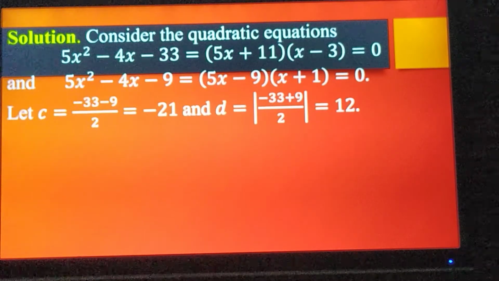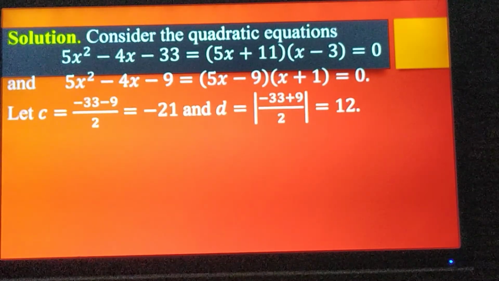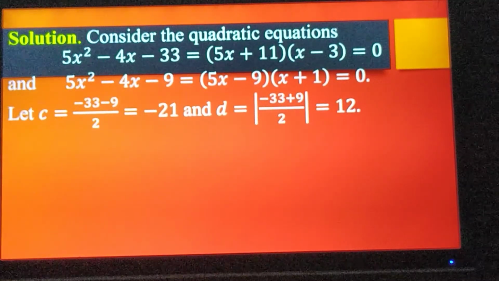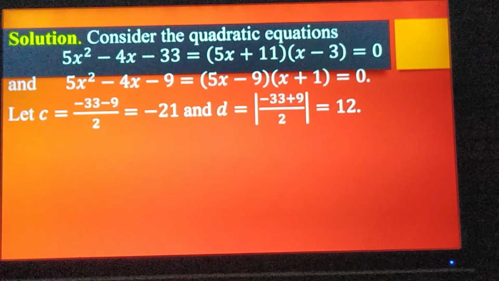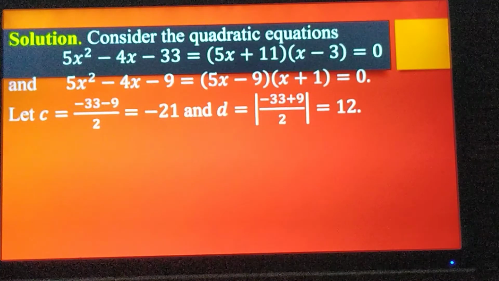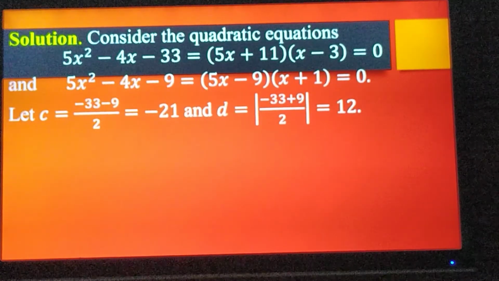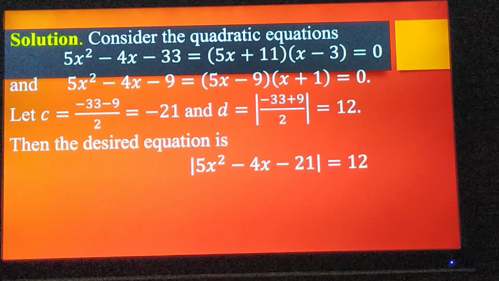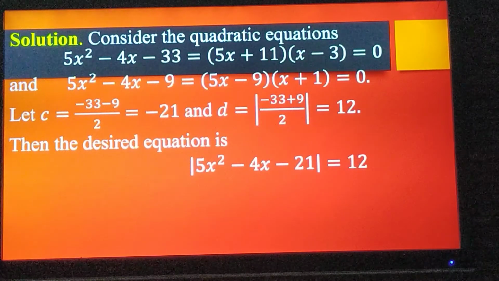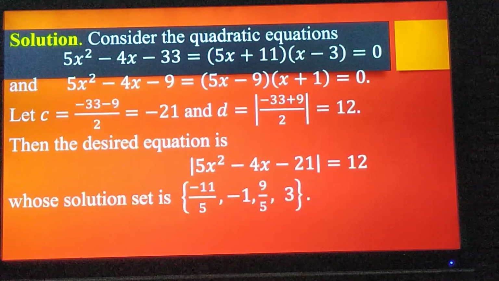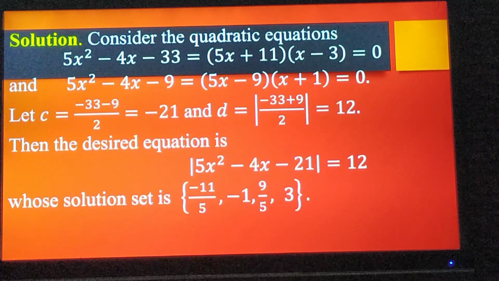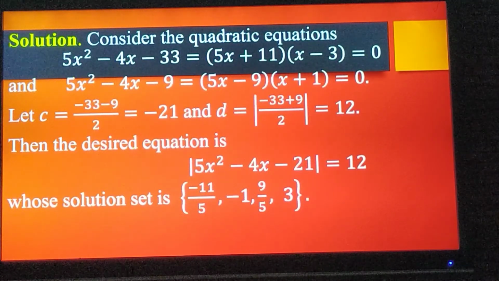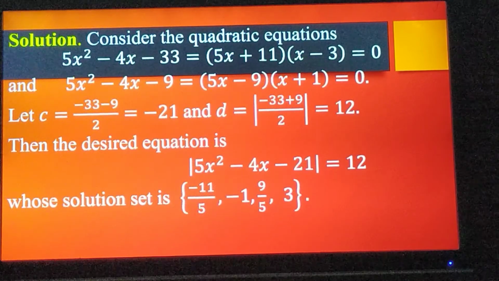And let c be equal to half of minus 33 minus 9, which is equal to minus 21, and d equals the absolute value of half of minus 33 plus 9, which is 12. Then from this we get the equation absolute value of 5x squared minus 4x minus 21 equals 12, whose solution set is the set containing the numbers negative 11 over 5, negative 1, 9 over 5, and 3.